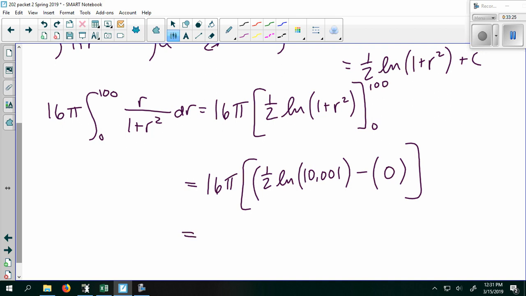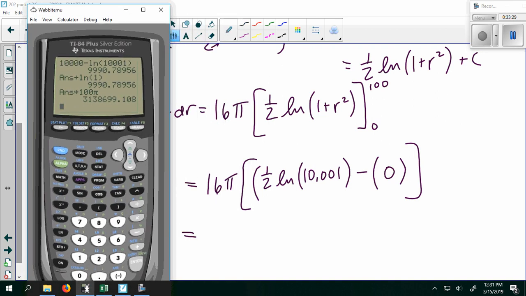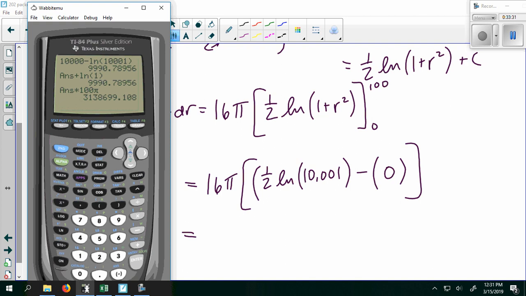So now I'm just going to use my calculator to do this last step. So I have 16 pi times 1/2 times the ln of 10,001. And I get 231.48, which is the same value the calculator came up with when I integrated using technology.